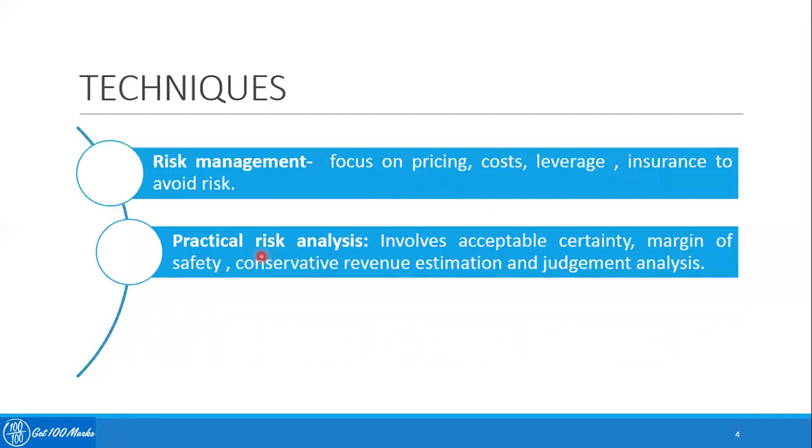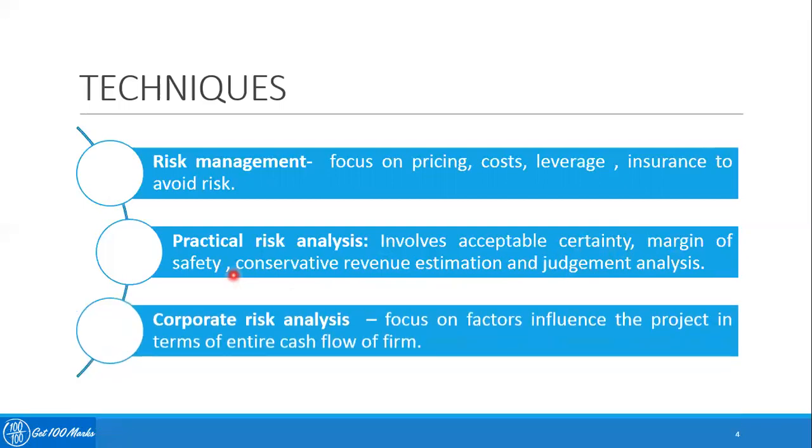The next method is practical risk analysis. Practical risk analysis involves acceptable certainty, margin of safety, conservative revenue approach, and revenue estimation and judgmental analysis. By using all these parameters, we can analyze the practical risk involved in the project.